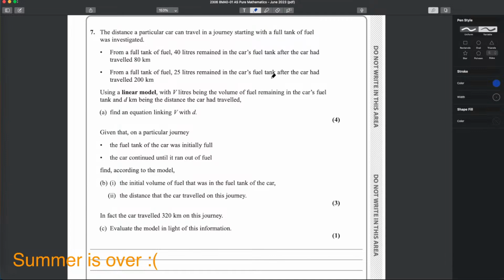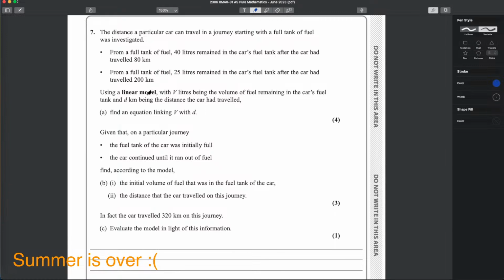40 liters remain after traveling 80 kilometers. 25 remained after it had traveled 200 kilometers. So we have a linear model with V being the volume remaining in the car's fuel tank and D being the distance the car has traveled. Find an equation linking V with D.